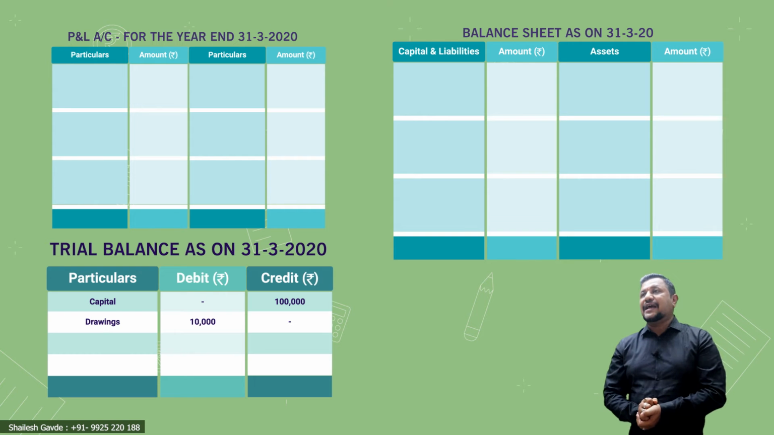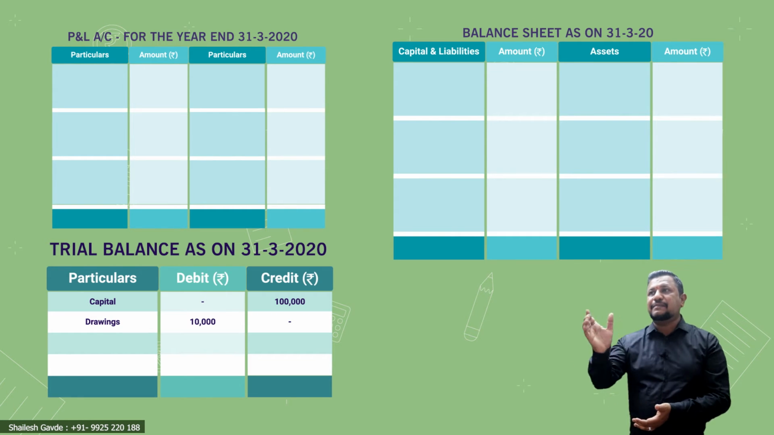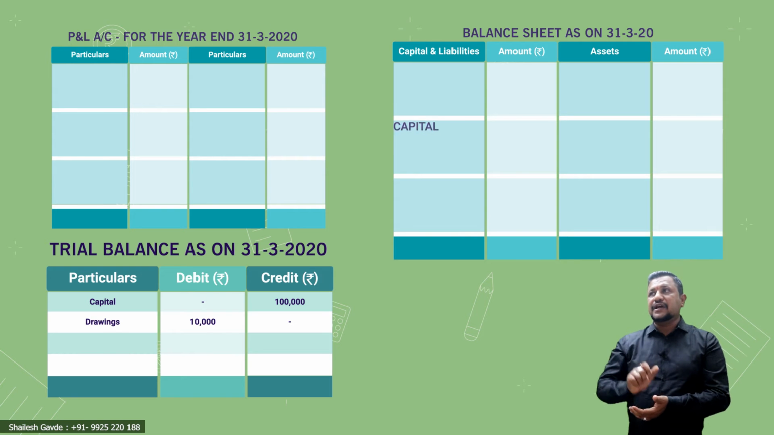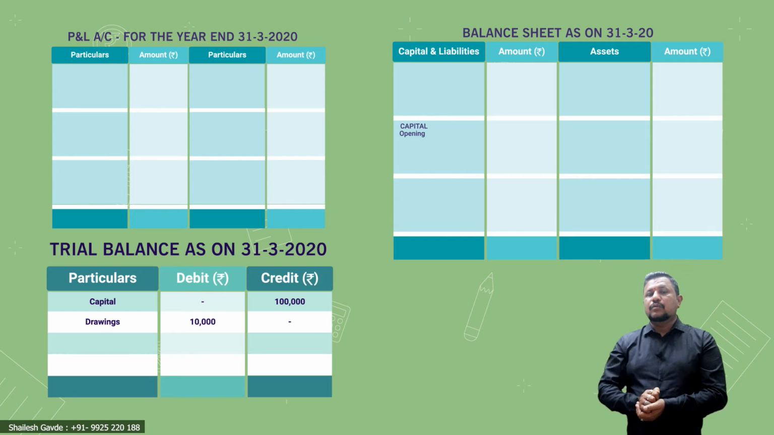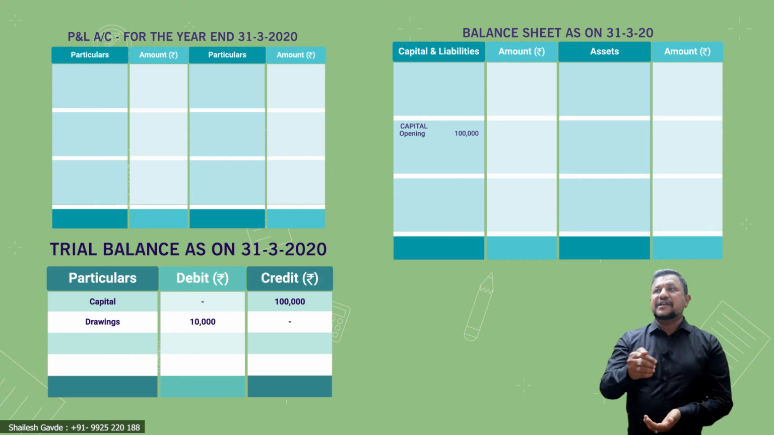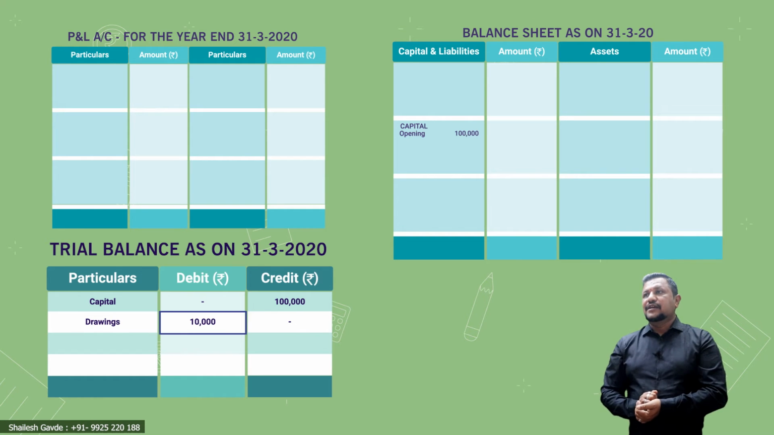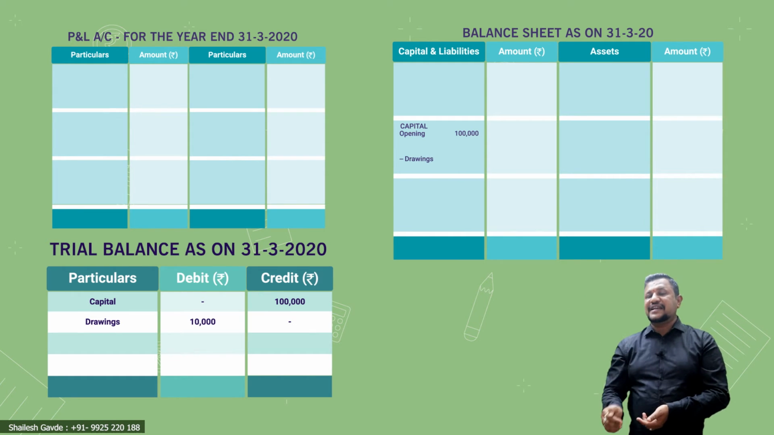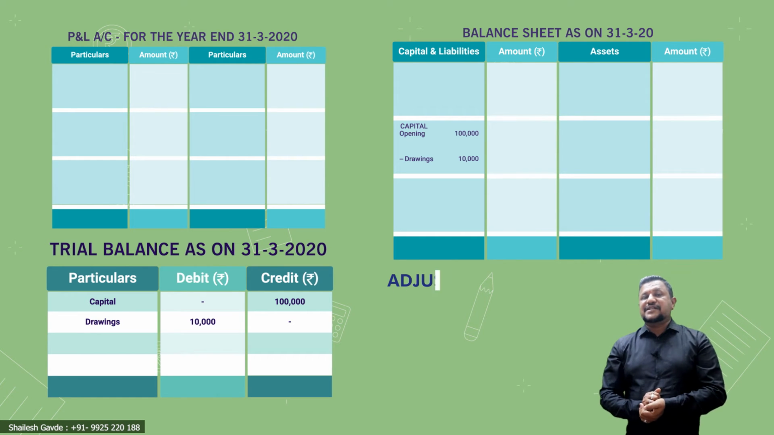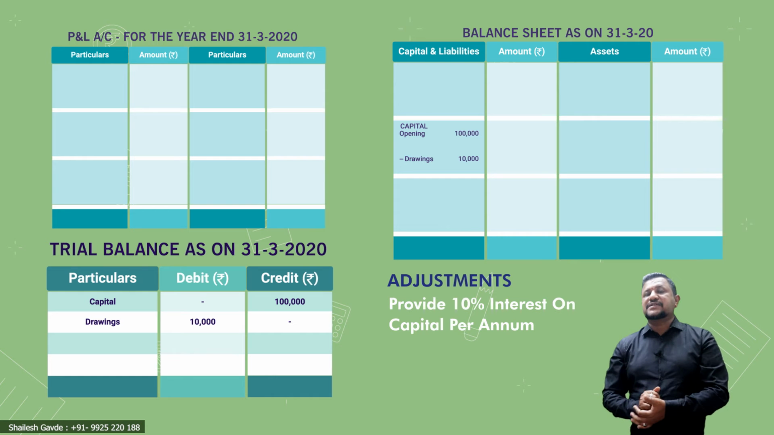Capital given in the trial balance will be posted in the balance sheet, liability side, capital. Below that, opening capital 1 lakh, in the inner column we will write. The next item, drawings given in the trial balance, will be shown as a deduction from opening capital, that is capital less drawings, inner column 10,000. Now if we take the first adjustment, provide 10% per annum interest on capital.